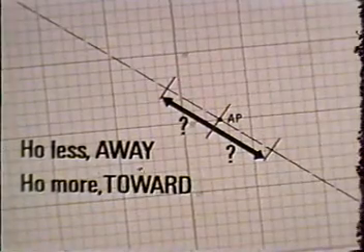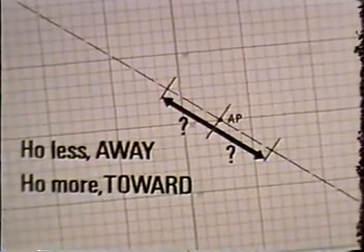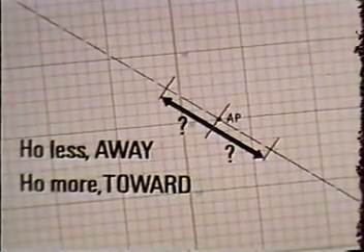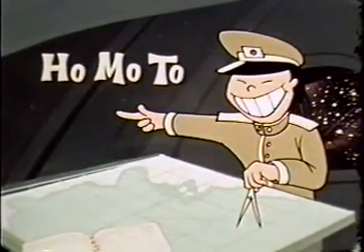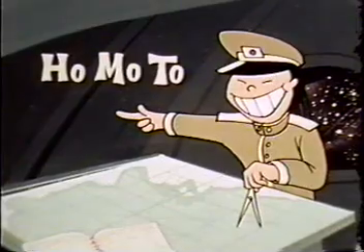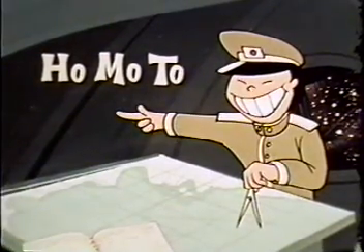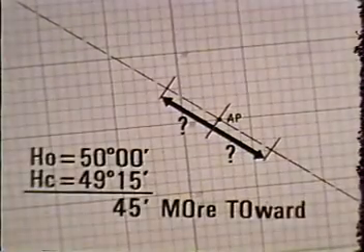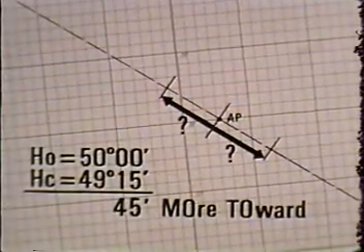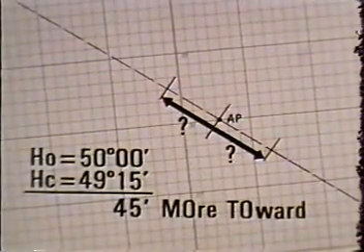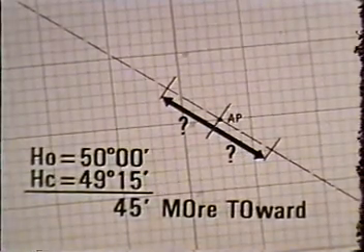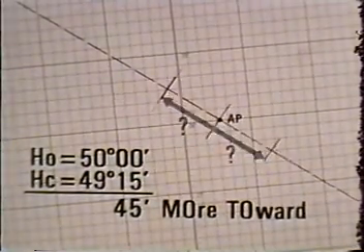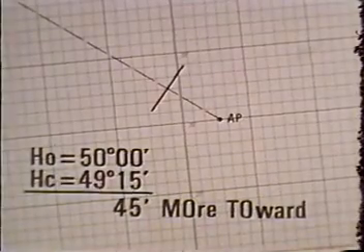Just remember Ho, Mo, To. Ho, more, toward. Ho, Mo, To. Think of the happy Japanese navigator, Lieutenant Homo-to, smiling over your shoulder. In this case, HO is 45 minutes of angle more than HC. Remembering Homoto, you know you are 45 nautical miles toward the GP of the celestial body.